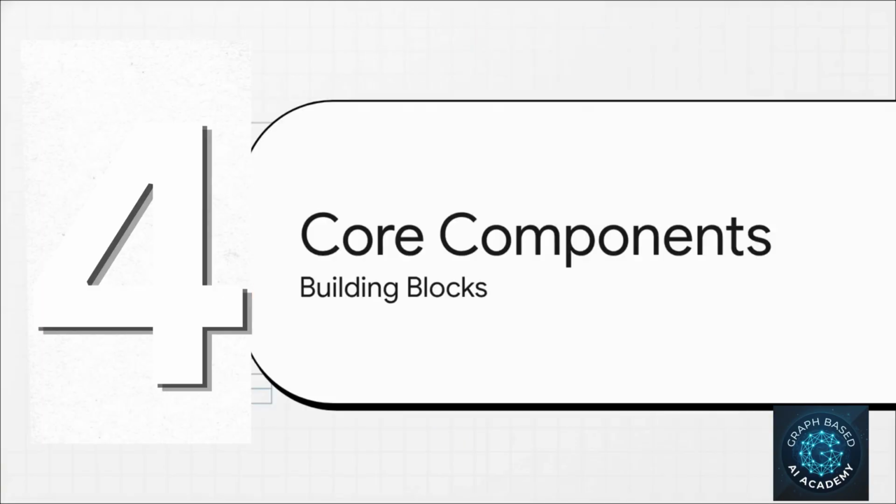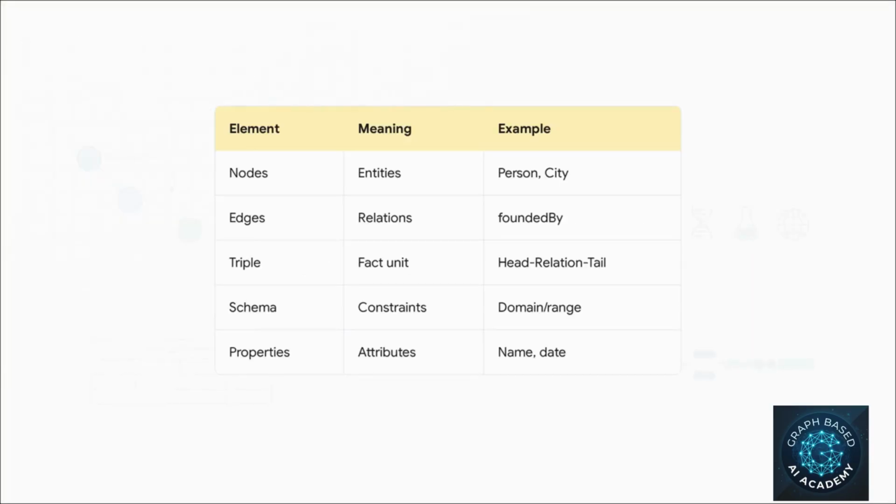Moving right along to part four, core components. Think of this as your quick cheat sheet for the 5 core elements you'll constantly see in the literature. First up, we've got nodes. These represent your entities or concepts, like a person or a city.